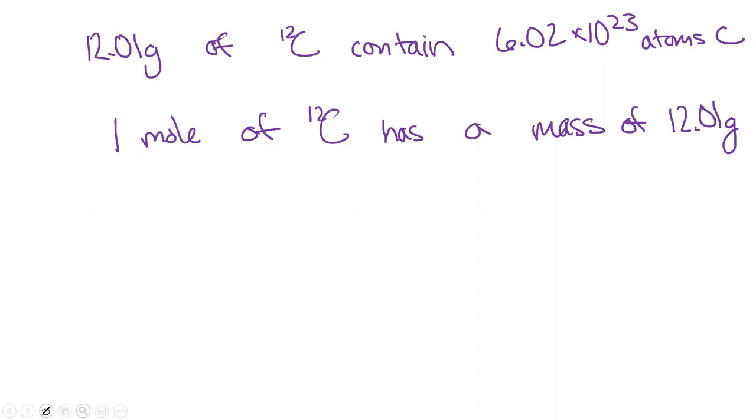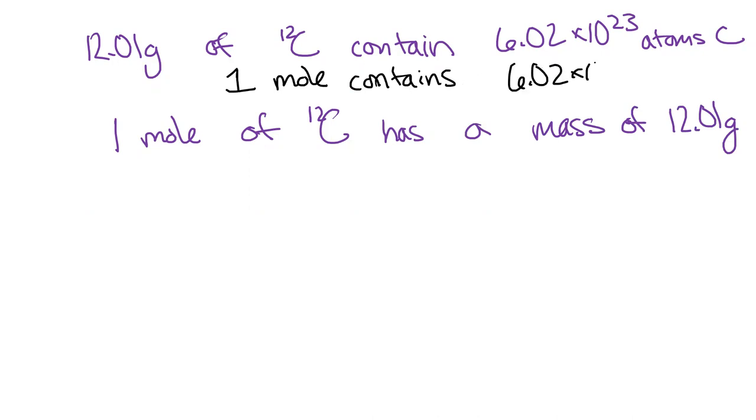Okay. Remember that one mole contains 6.02 times 10 to the 23rd things. That's one mole of things contains 6.02 times 10 to the 23rd of those things. So therefore, if 12.01 grams of carbon contain 6.02 times 10 to the 23rd atoms of carbon, one mole of carbon has a mass of 12.01 grams. Does that make sense? You guys see the connection?